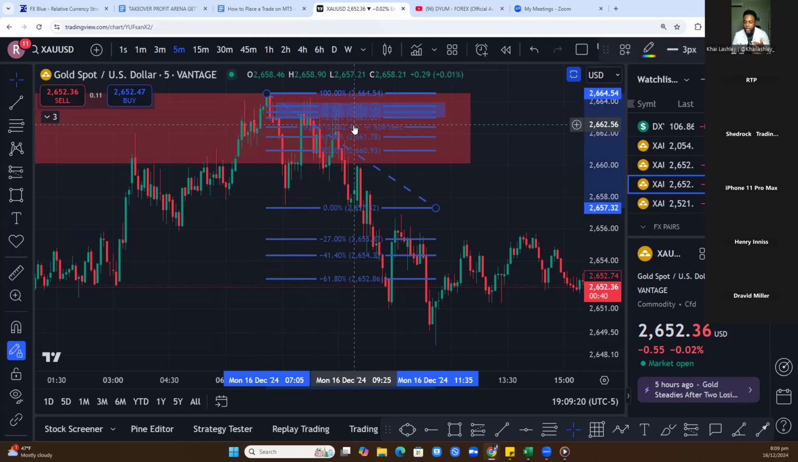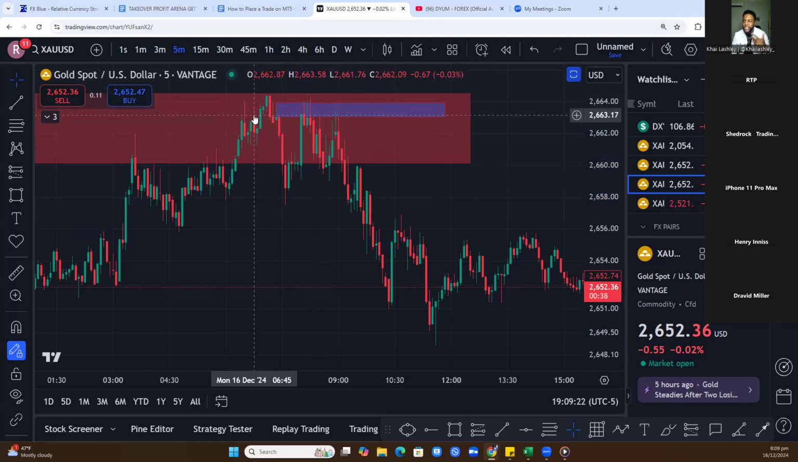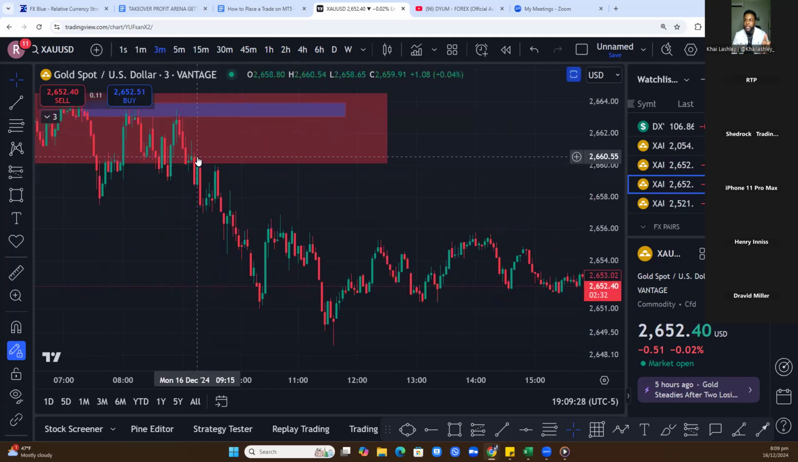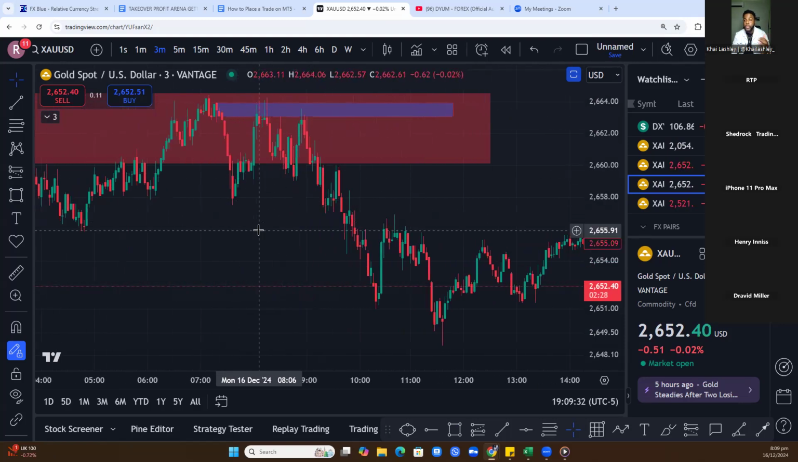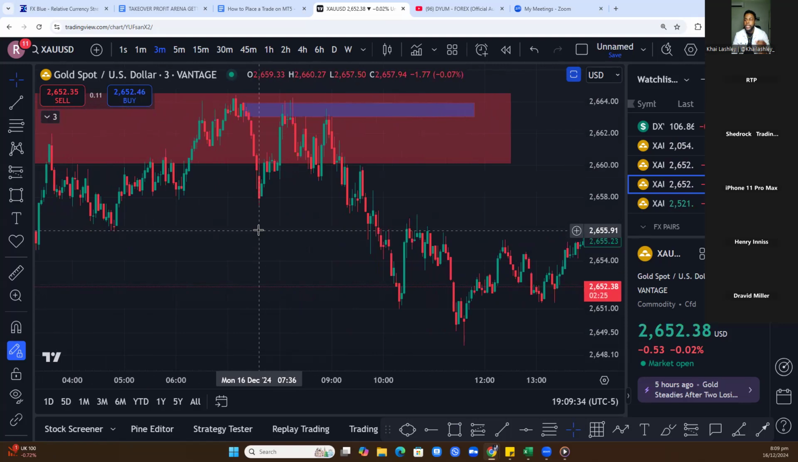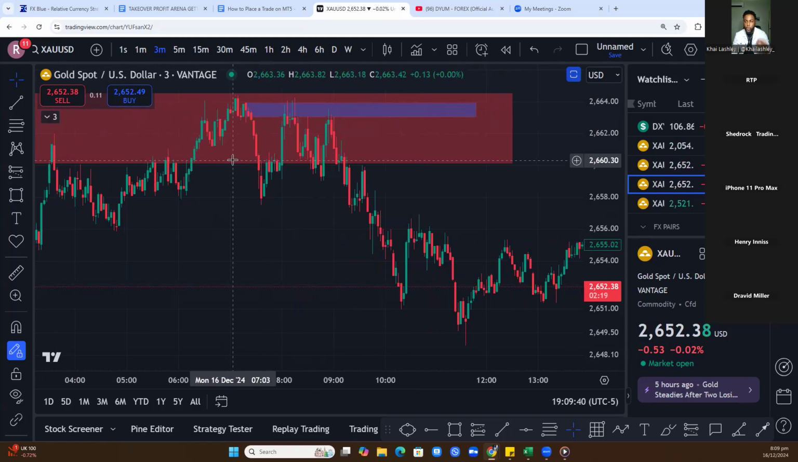Okay, and then as you go down, the same thing just applies over and over and over again, guys. It's the same thing. Again, I'm just showing you how you can utilize the pullbacks. This is how you can utilize the fib for your pullbacks as well.